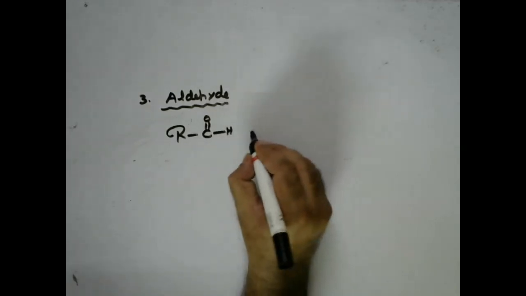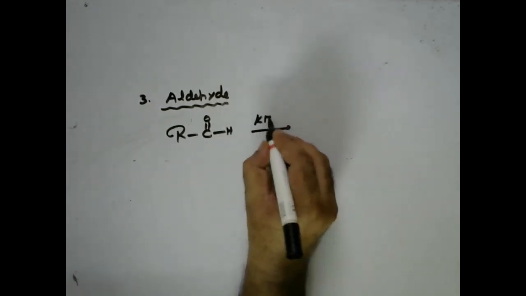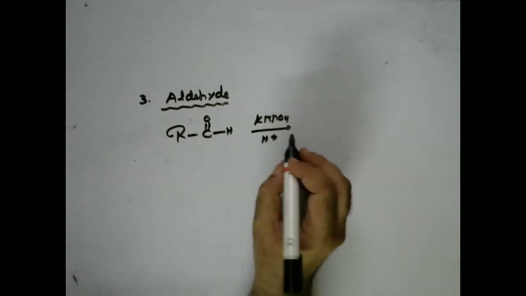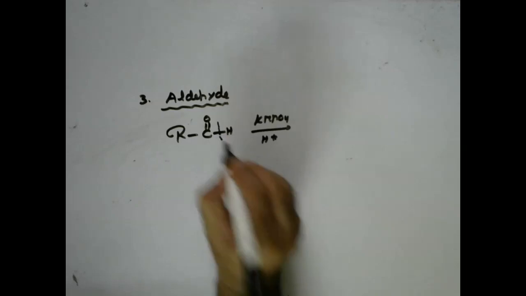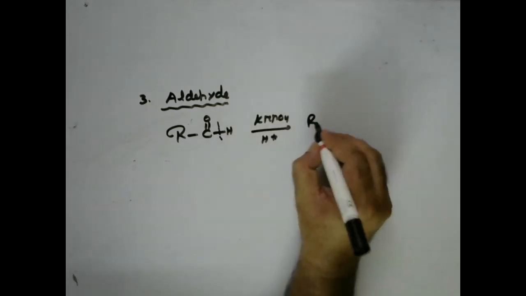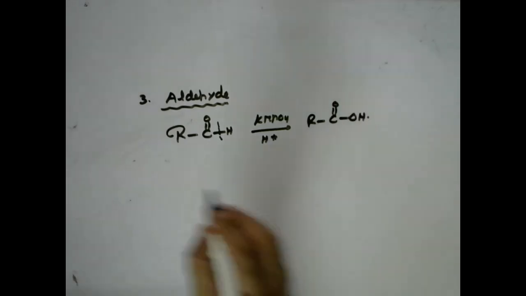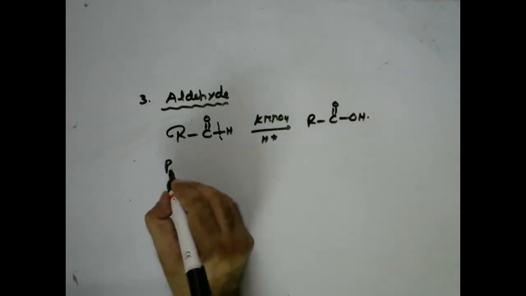We can use a strong oxidizing agent, KMnO4, in the acidic medium. For the sake of uniformity, the CH bond will break and the O will add up. You will get nothing but the corresponding carboxylic acid with the same number of carbon atoms. Let us see the application.